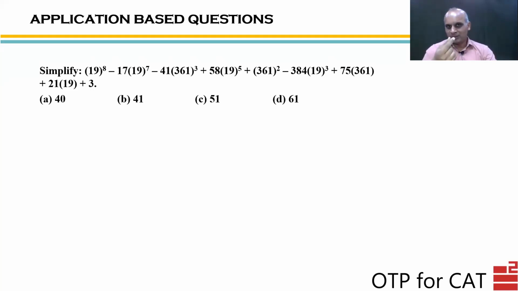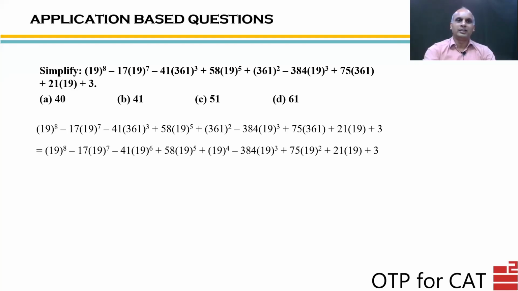Observe that intermittently I have given the terms as 361. And you should know that 361 is 19 square. So replace 361 by 19 square everywhere you see 361, and we get finally this.